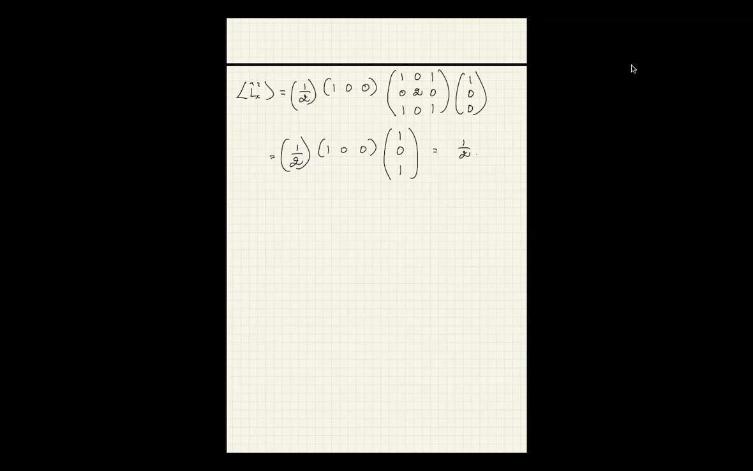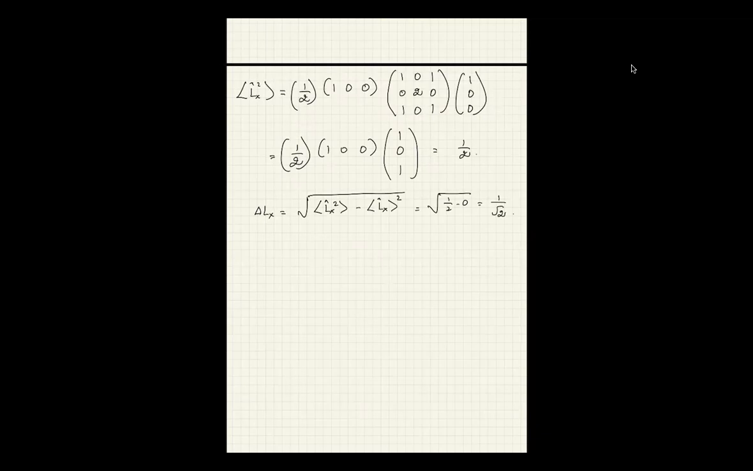Okay. So what is delta Lx? Delta Lx in this state is basically the square root of the expectation value of Lx squared minus the square of the expectation value of Lx. So this is equal to 1 half minus 0. So this is 1 over square root of 2. This is the uncertainty in the value of Lx that you measure in this particular state.